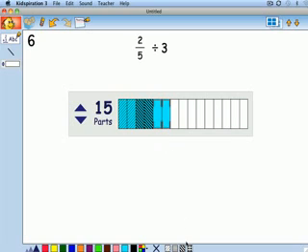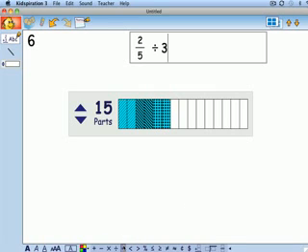2/5 is also equivalent to 6/15. We can divide 6/15 into 3 equal portions, so we'll cut the fraction into 15ths, and then use pattern to divide it into our 3 equal portions.